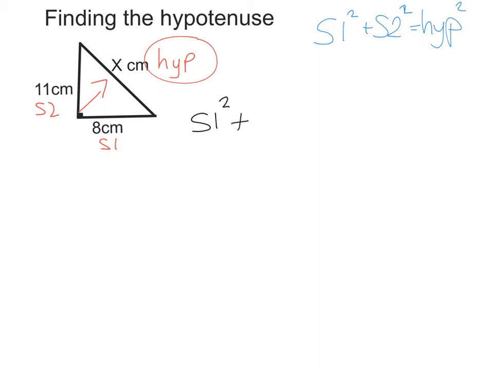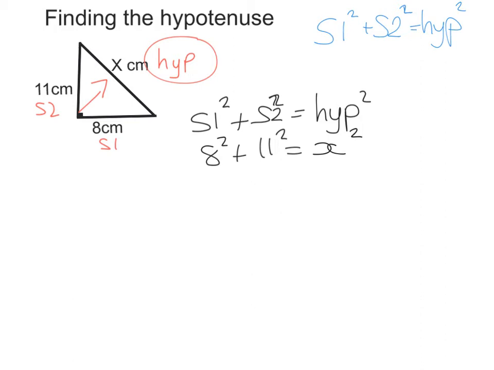We then write out our formula. Side 1 squared plus side 2 squared equals hypotenuse squared. And then what you do is you substitute in the values that you have. So if you look at your triangle, you can see that side 1 is 8. So we've got 8 squared. Side 2 is 11. So we have plus 11 squared. And the hypotenuse is x. So we have x squared.